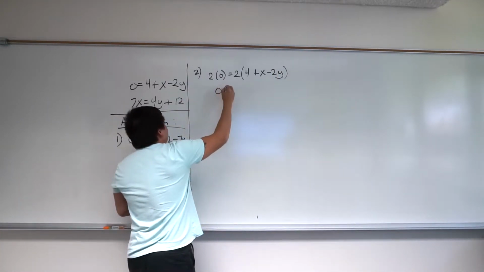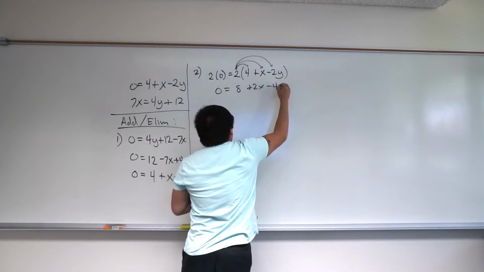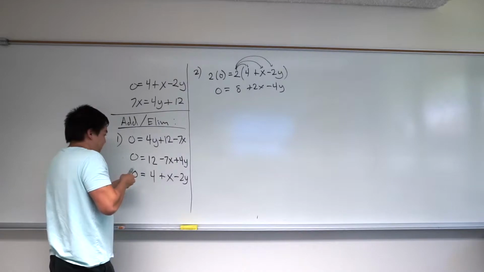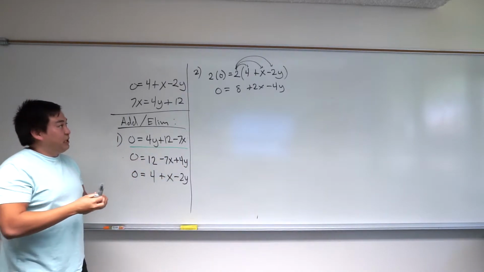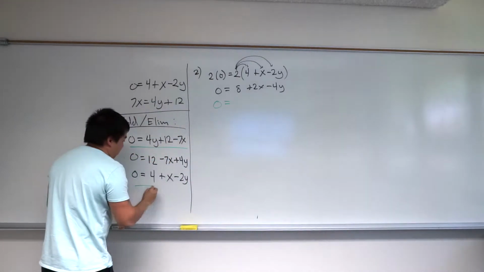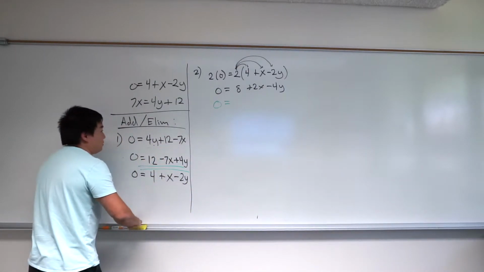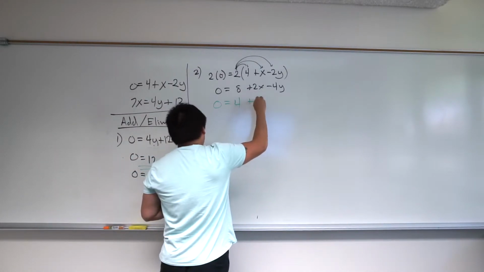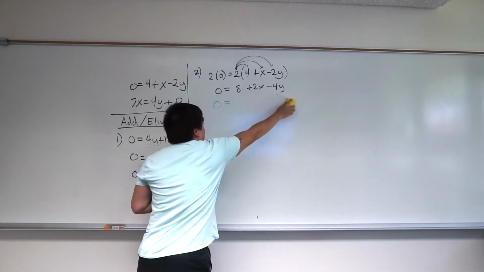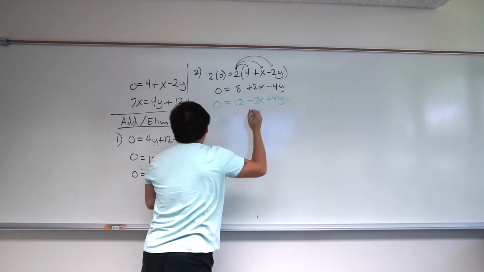So what we get on the left is 0. What we get on the right is 8 plus 2x minus 4y. Next, write the other equation, which is this one over here. Write that one underneath. Oh, I'm sorry, this one over here. I'm writing the wrong equation. Sorry. So we get 12 minus 7x plus 4y.